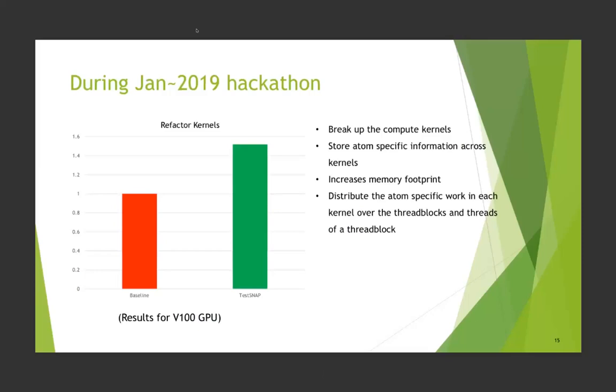If you see on the left side, the figure shows, the red bar shows the baseline performance. We normalized the results over the baseline performance. So over the next few slides, you will see the baseline performance as one, and the green bar would show you how the test SNAP performance was improving over the baseline. So the lower you get, the better the performance, right? So we were less than 2x slower than the baseline. The test SNAP was less than 2x slower than the baseline performance by the end of the first week itself. Next slide, please.